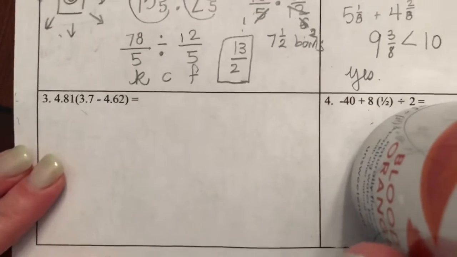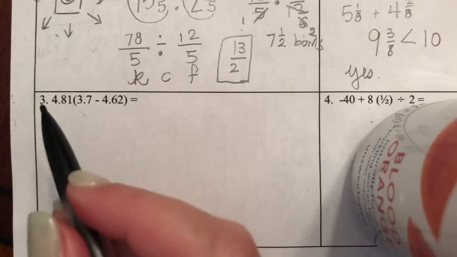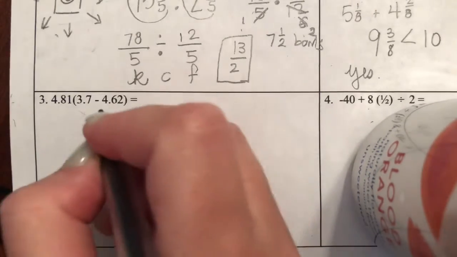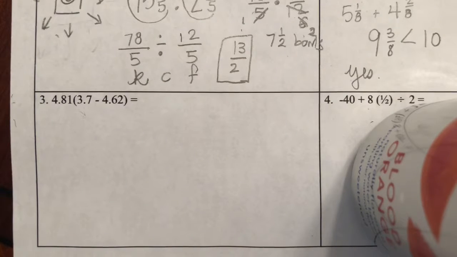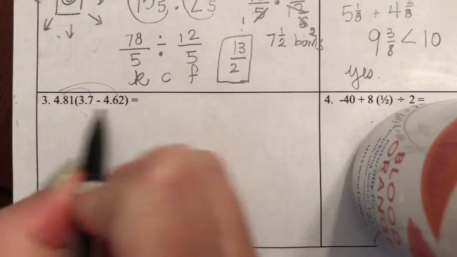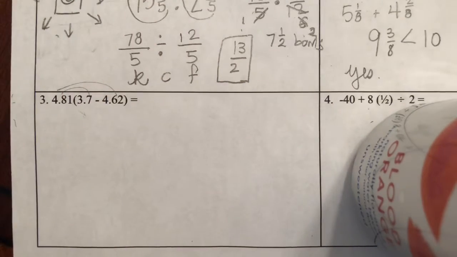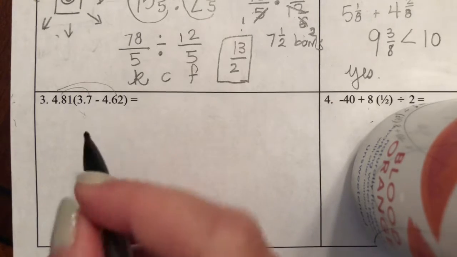Okay, next problem. Ooh, yay, decimals, everybody's favorite. So this is where we're having to combine a couple different things, order of operations along with our decimals. Now, if you wanted to use the distributive property and then subtract, of course that would work. It's going to provide you the same answer. However, it just doesn't make sense to me to do it that way. I feel like you're creating a lot more math.